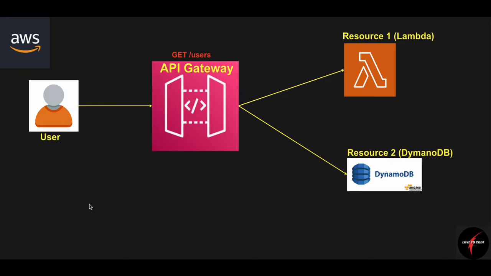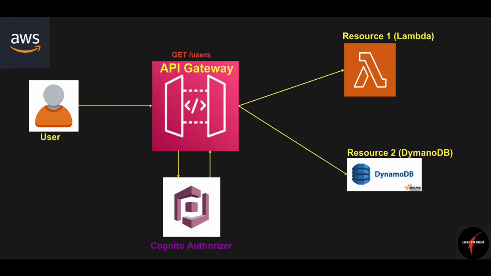How do you do that? There's something called an authorizer in AWS API gateway. I will show in a bit what an authorizer is in the AWS console with a demo. In theory, there are mainly two authorizers: one is the Lambda authorizer, the other one is the Cognito authorizer.